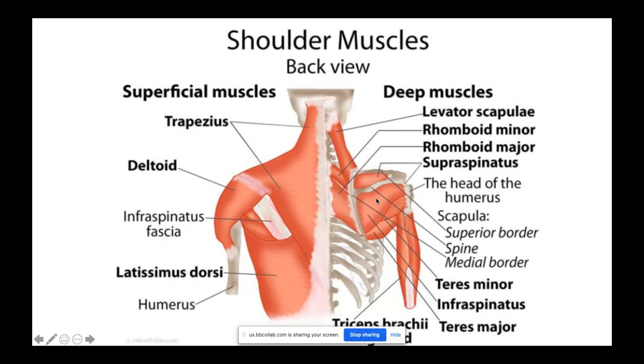So here we can see a few of the rotator cuff muscles. Here's the trapezius on the left. Here's your deltoid. Here's your large lats, or the latissimus dorsi. And believe it or not, the lats is a shoulder muscle.